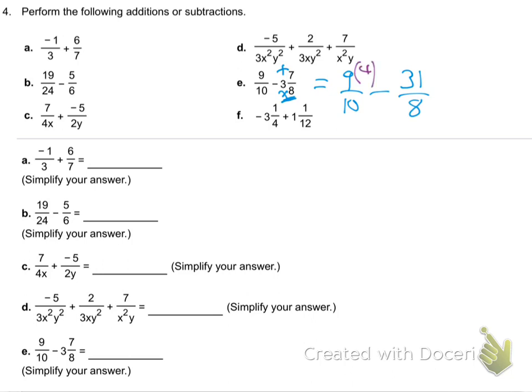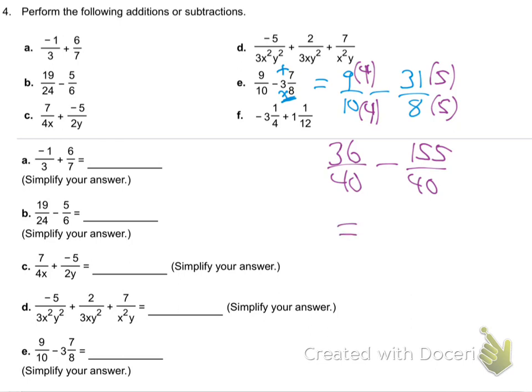So now we've got to multiply to make the two denominators the same. I'm going to multiply top and bottom by 4, top and bottom by 5. I'm going to make both of them 40. Now, you could have made them both 80. That's okay. So 36 over 40 minus this would be 155 over 40. So now we can subtract them. Let me grab my calculator. I'm not sure what that is, 36 minus 155. I'm getting minus 119 over 40. So there we go.